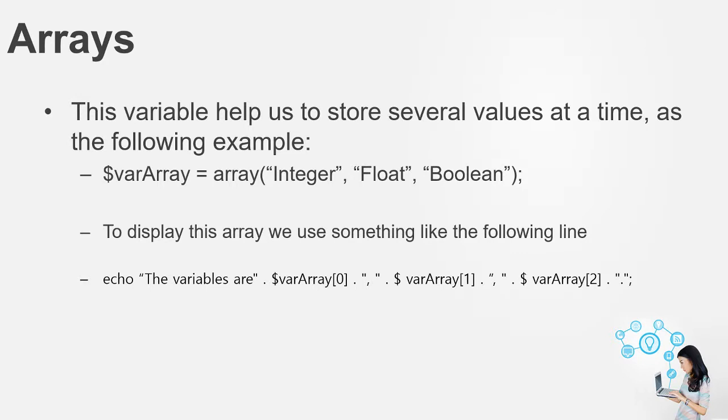To display this array, we're just going to use echo, and I'm going to put the name of the variable and the position. As we can see, it starts from 0, 1, and 2. Okay, we're going to see the output in a second.